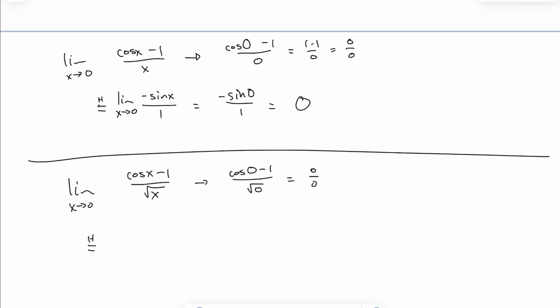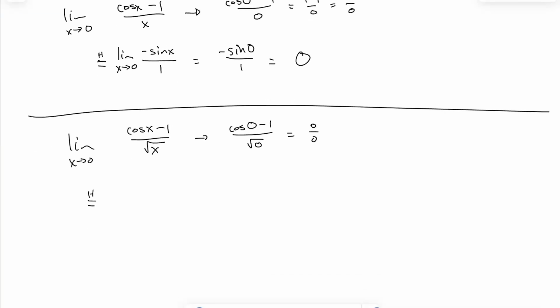So cosine x becomes negative sine. It's the same on top, right? Negative sine x up top. Sorry, again, I forgot to write the lim. Should write the lim every time. And on the bottom, root x, as always, I think of that as x to the 1/2, and take the derivative. It's 1/2 x to the minus 1/2, like so.